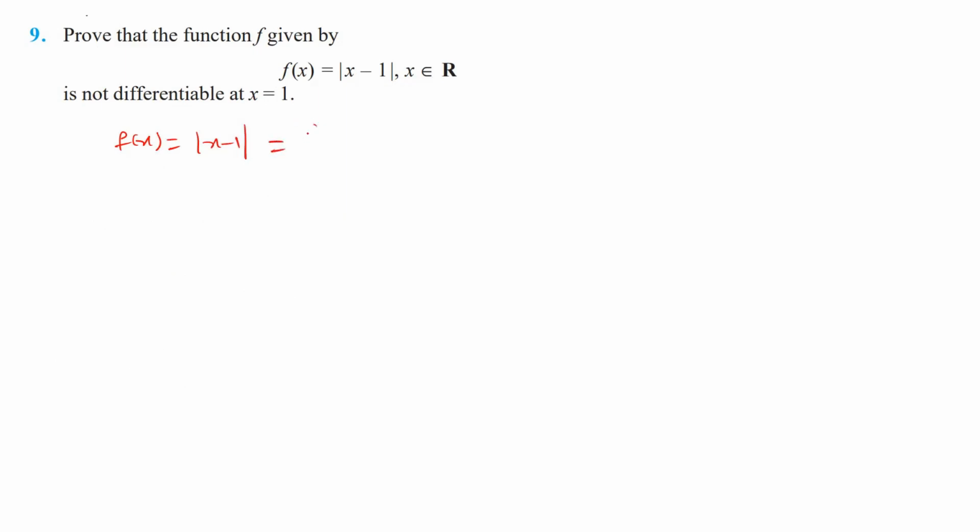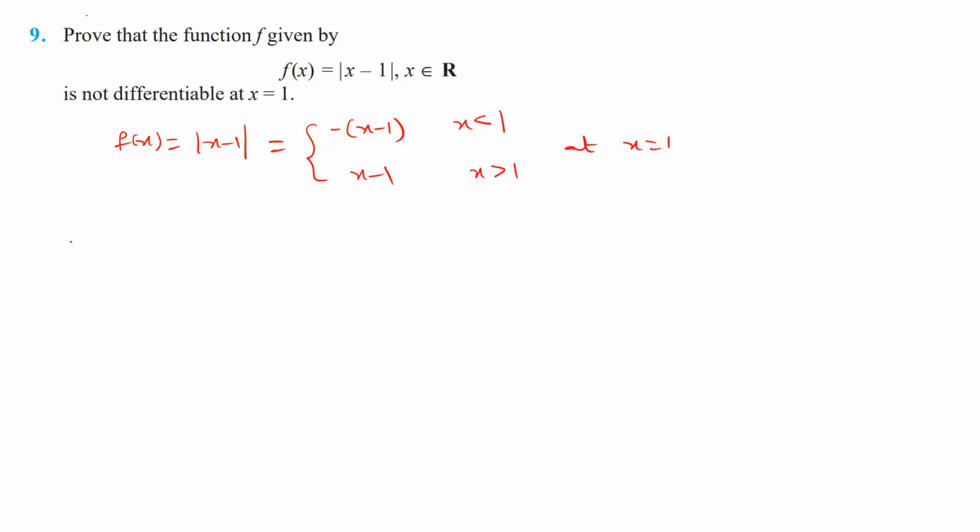So this can be written as minus of x minus 1 if x is less than 1, and we take the plus value if x is greater than 1. Less than 1 means minus, greater than 1 means we take plus only. Okay, so at x equal to 1 we have to find this.